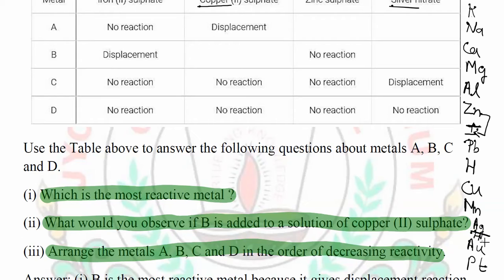Silver, mercury is also there. Sorry, I have not given here mercury, silver, mercury, copper, manganese, mercury, silver, then gold and platinum is there. Okay, so here copper and silver are present below the iron in the series, so they will be the least reactive and the iron will be the more reactive.